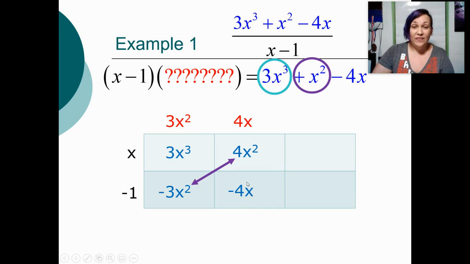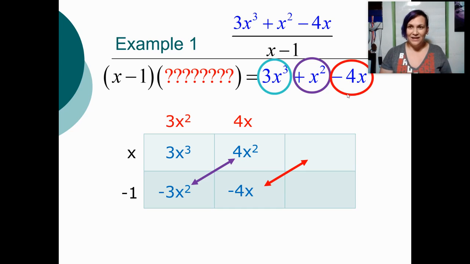Now again, this is going to have a like term on the diagonal up here. And those two combined together should make my x term from my answer. Well, guess what? It already is that. It's negative 4x, and that's negative 4x, and I don't have any more terms. That means I'm done. I don't need to do anything else.